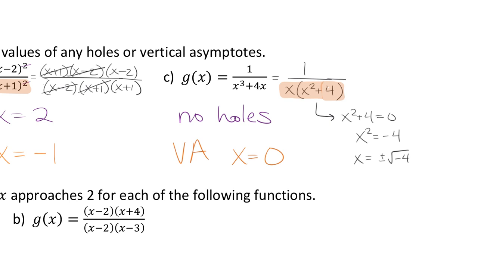And can you plot an i on a regular looking coordinate grid? No. So if you're solving these things and you end up with some sort of imaginary number, you need to remind yourselves that there are no vertical asymptotes or holes at imaginary numbers. So in fact, that is our only vertical asymptote here. It is just at 0 because we couldn't solve for another real number where the denominator would be equal to 0.